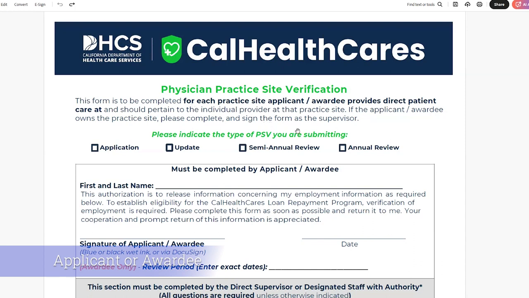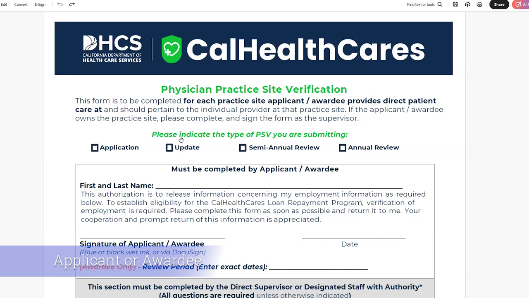Check the box at the top of the form to designate the intention of the form. So for example, for applicants, you would select application. For awardees, there are 3 different types. Awardee update forms are relevant for a change in practice site. For example, transitioning to a new job or adding an additional practice site, or a change in practice site details such as a change in hours.